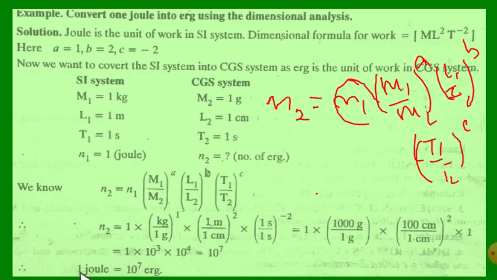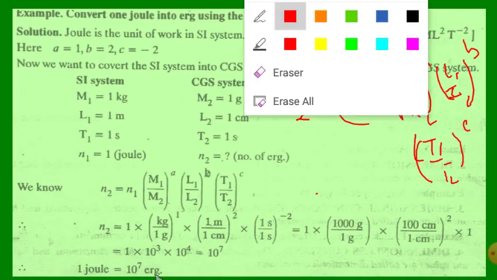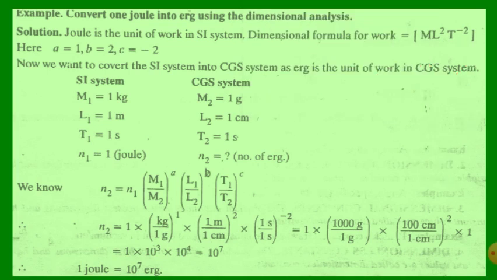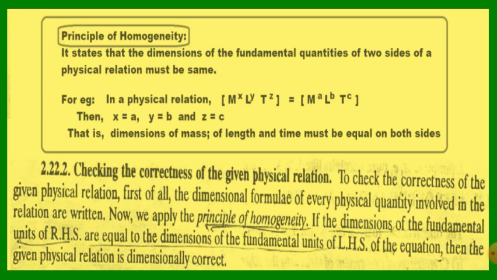So we can certainly write 1 joule is equal to 10 to the power 7 ergs. Got it? Likewise, we can use this for conversion of any physical quantity from one unit to another unit. You can also convert it from CGS system to SI unit. Next, let's see about checking the correctness of a given physical relation.